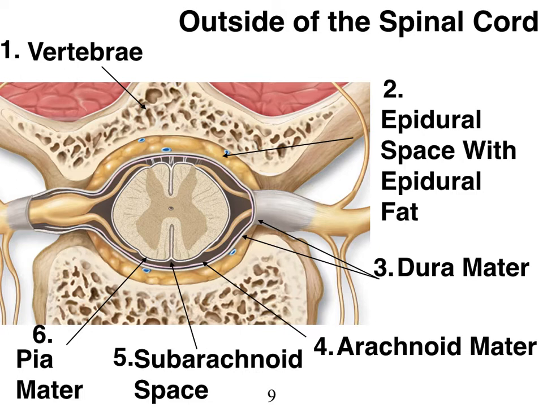So from this view, you can see that there are several different bones, connective tissue membranes, and also different types of connective tissue, such as the adipose tissue, which all help to protect the spinal cord to keep it from becoming damaged.